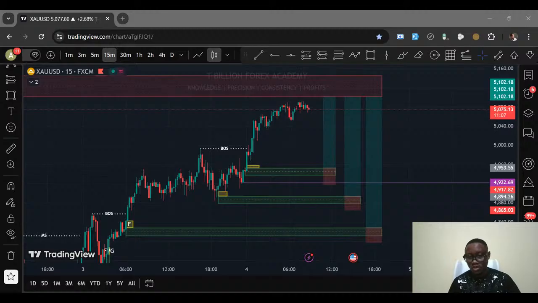Today's key lesson, as always, is structure first, key order block zones second, then our entry last.